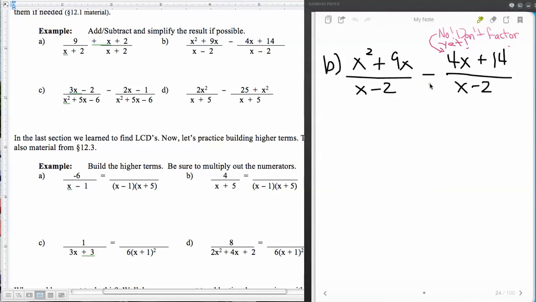Now this one is subtraction. So remember, subtraction is adding the opposite. So I'm going to put a negative 1 here, and I'm going to put parentheses around this one. And then we're going to be distributing here.